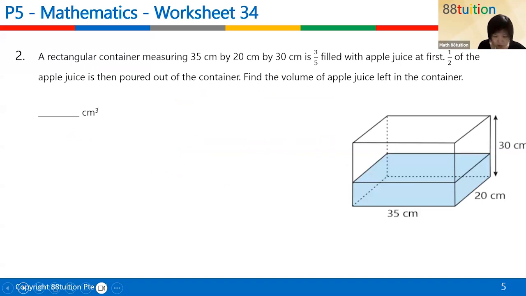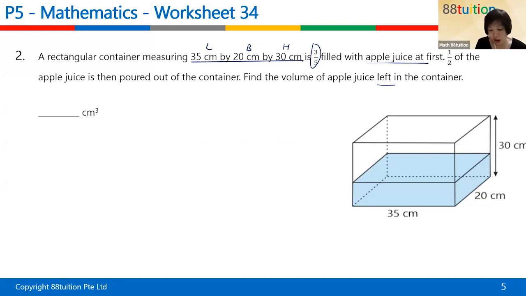Question number 2. It's about a rectangular container measuring 35, 20, 30, 3/5 filled with apple juice at first. Half of the apple juice is poured out of the container. Find the volume of apple juice left inside. So the rectangular dimensions LBH are what's given to you. It is 3/5 filled, and then half of it will be poured out, so he wants what is left. Of course, when you pour out half of it, half is left.